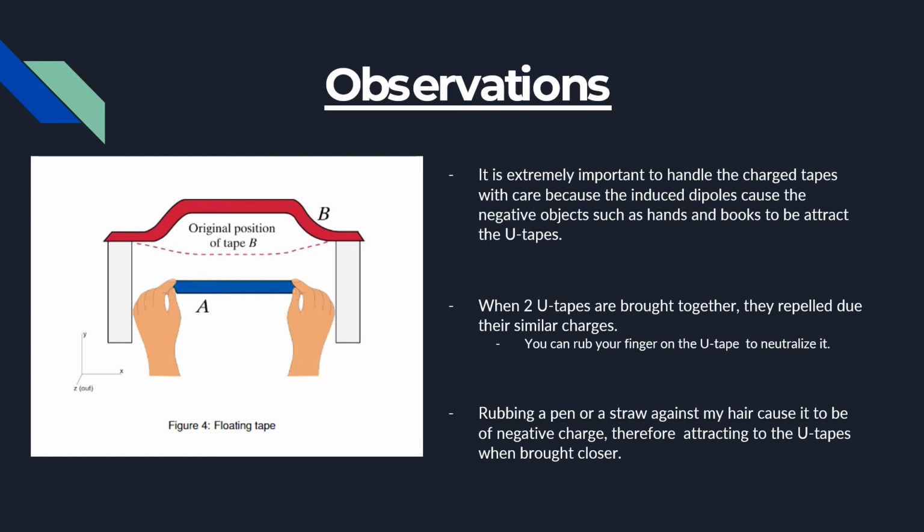Also, a trick that I thought was interesting was that when rubbing the tapes with your finger, the tapes would become neutral, as my finger would take all the charges away from the tape. On the other hand, you can give something a negative charge, such as a pen or a straw, which then becomes attracted to the tape when brought closer.